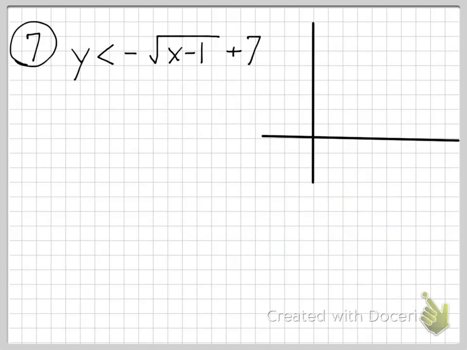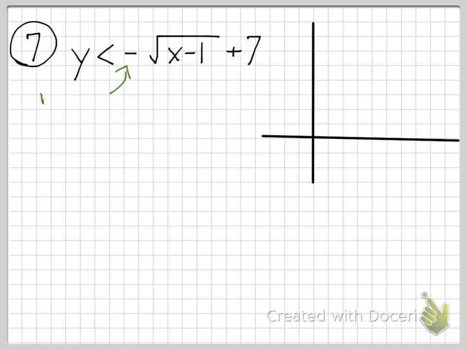Number 7. What kind of function do we have? Well, we have a square root. Oh, there's something different. We have an inequality on this one. Well, that's okay. We're just going to graph the line the same way, and then we'll figure out where to shade it.